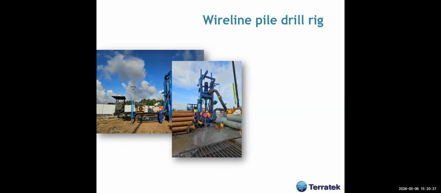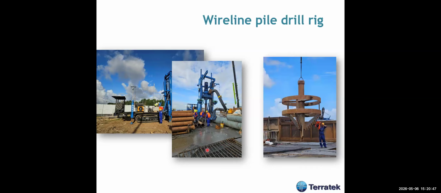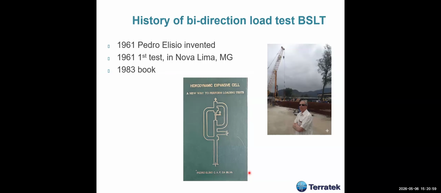As you see here, it's only 6 meters. So these pipes transmit the torque to the drill bit, and this is the drill bit which was used there. These are very, very interesting Chinese equipment, which I haven't seen before. And then the Chinese carried out bi-directional load tests.